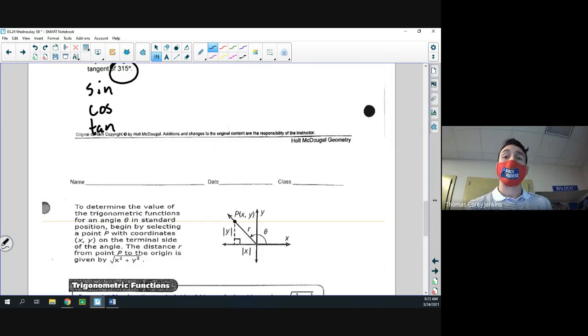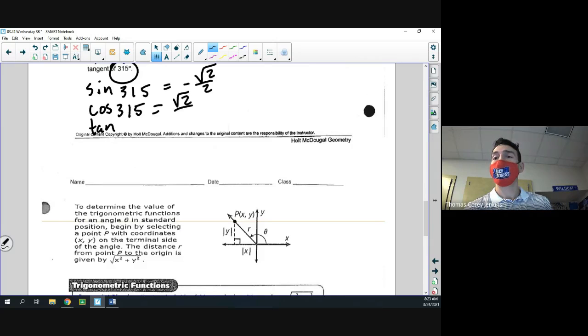So your sine of 315 is equal to negative square root of 2 over 2. So if you got that, nice job. Cosine of 315 is equal to positive square root of 2 over 2. And then tangent of 315 is equal to negative 1.